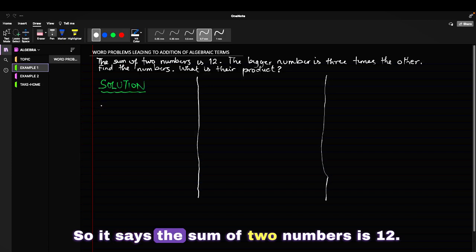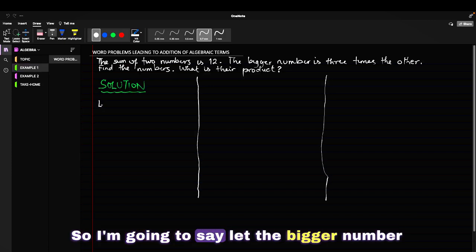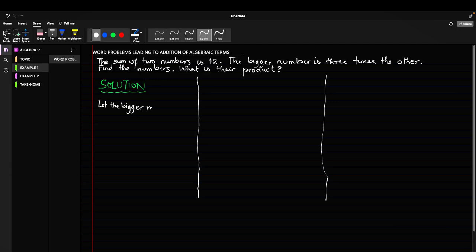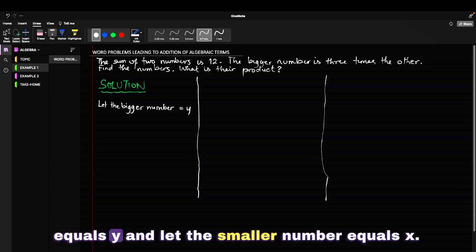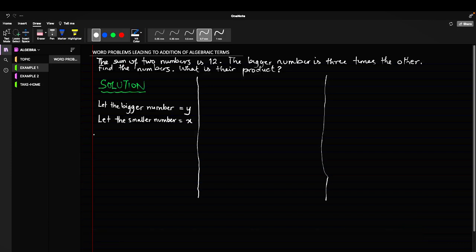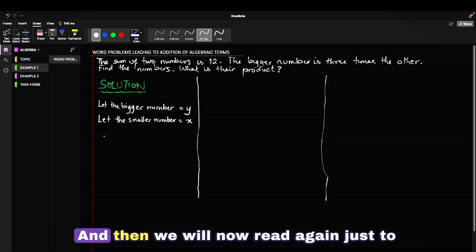So it says the sum of two numbers is 12. So I'm going to say let the bigger number equal y, and let the smaller number equal x. So this is how we represent it.